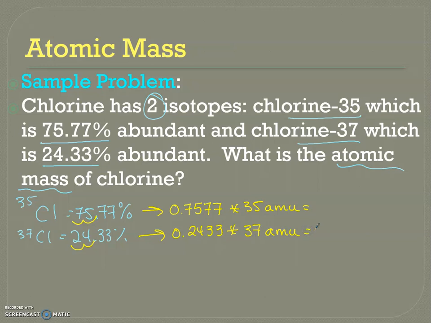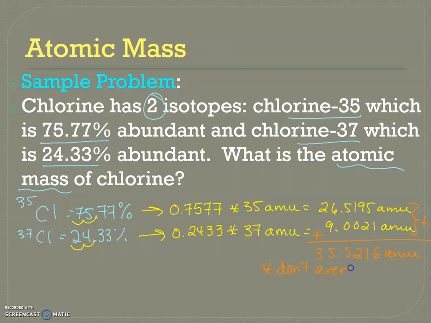So with your calculators, you type everything in, and you get 26.5195 AMU for the first isotope, and we get 9.0021 AMU for the second isotope. And here is your pro tip: add them together. When you add them together, you get 35.5216 AMU. Don't average these.